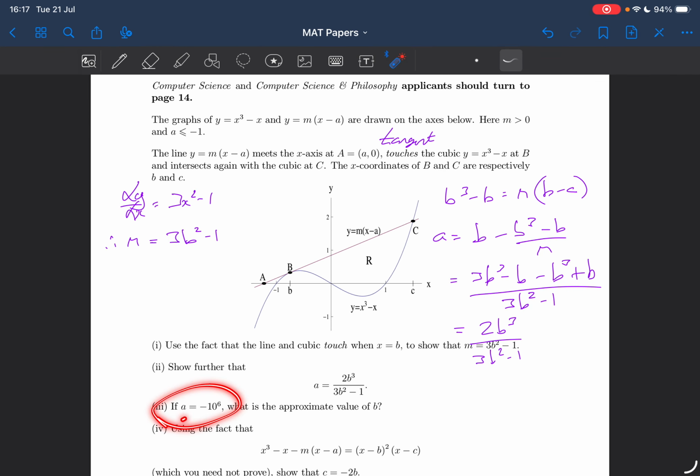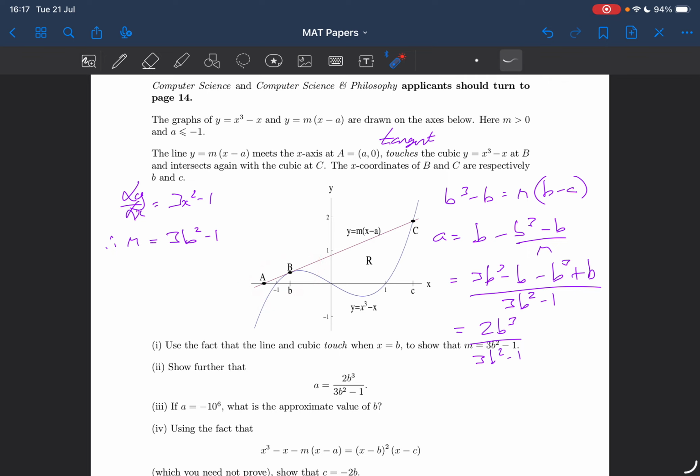Now then, if a is minus a million, what is the approximate value of b? So we know we have to have a tangent there. A being minus a million basically sends it all over there, and you're going to go across 1 million, or 1 million minus b, and up 1. So the gradient is effectively approximately 0. So the graph is just going to be a complete horizontal line. Roughly, do you know what I mean? So where that's going to hit is going to be at the turning point of the graph.